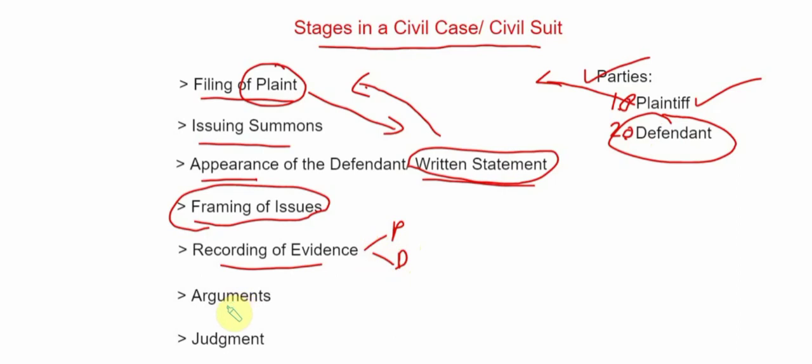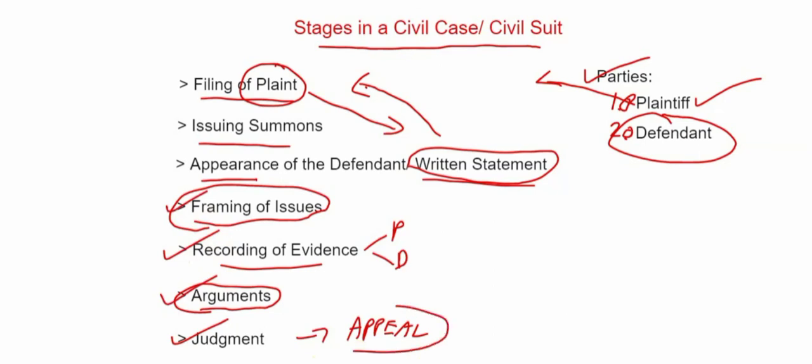Then both parties put forth their arguments, they advance their arguments, and they are going to fight for their case in whatever way they can through their arguments, and then finally you have the judgment. So in the judgment, based on the issues framed, the evidence recorded, and the arguments advanced, the court will come to a conclusion and give its judgment. In case either of the parties is not happy with the judgment, they can go for an appeal.